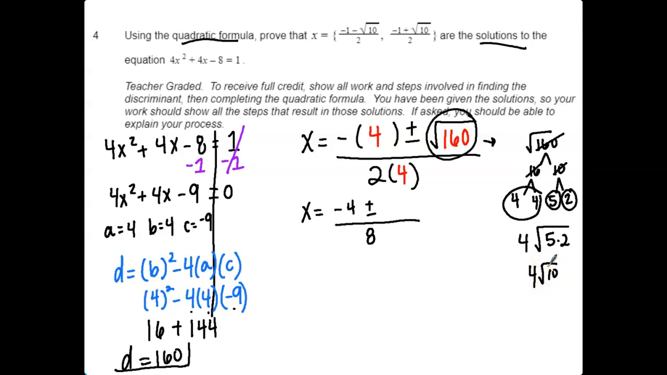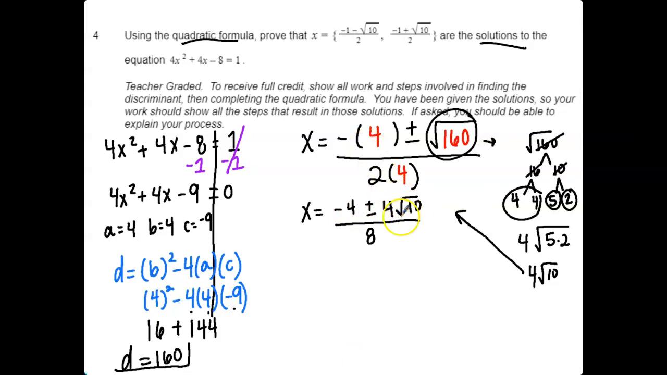If you wanted to check yourself, you could put the square root of 160 in a calculator, and also put 4 radical 10 in a calculator, and they're going to give you the same decimal answer, so you would know that they're correct. I'm going to put this back into my quadratic formula, so 4 radical 10.